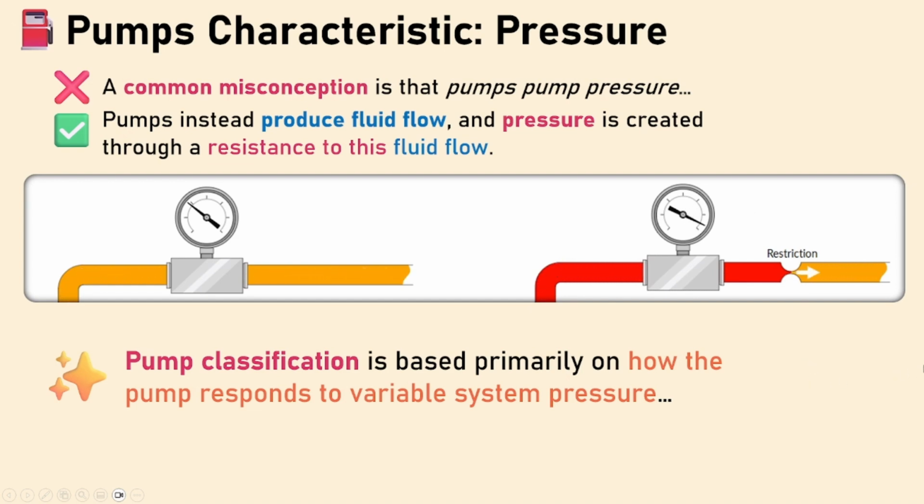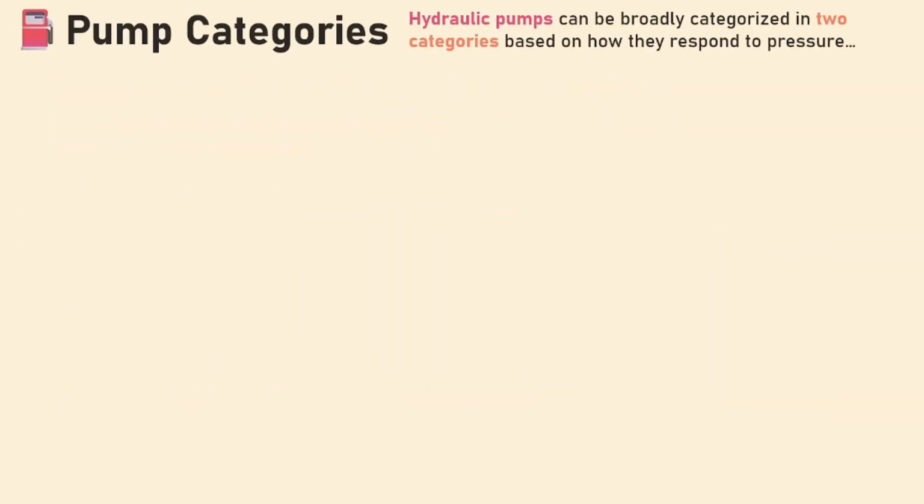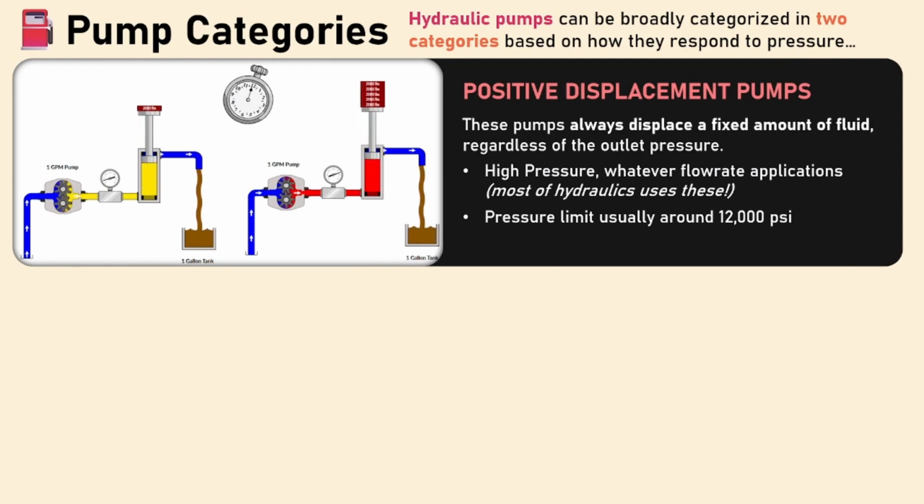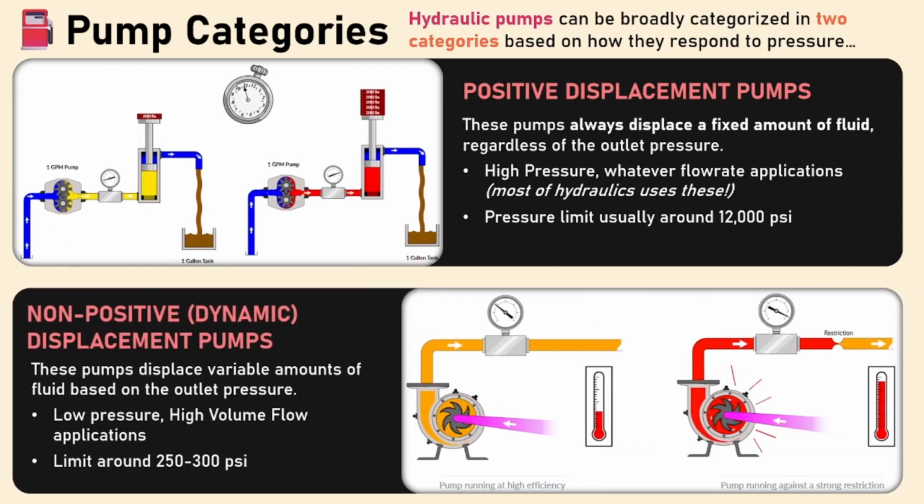Now, pumps are classified primarily on how the pump actually responds to this change in system pressure. How does the pump behave when we do introduce a restriction like this, when we kind of pinch our hose, if you can imagine that? When we pinch our hose, does our pump give out? Does it have to work harder? Does it reduce the flow? Does it keep the flow? And to answer these questions, we classify pumps in two general categories. Those two categories being positive displacement pumps and non-positive, sometimes called dynamic displacement pumps.